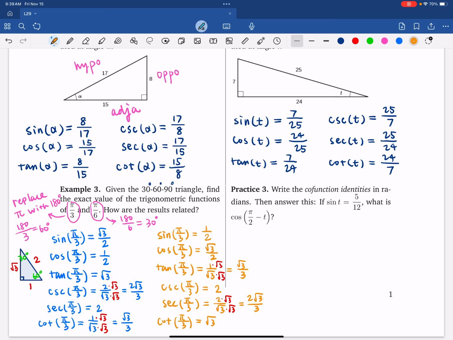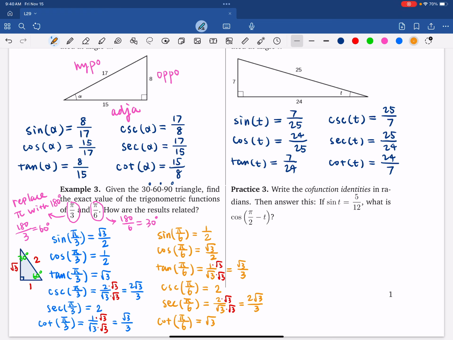Okay, so these are the 6 trigonometric function values of pi over 6. Yeah, it should be pi over 6. I made a mistake right here, so it should be pi over 6. Okay, pi over 6.